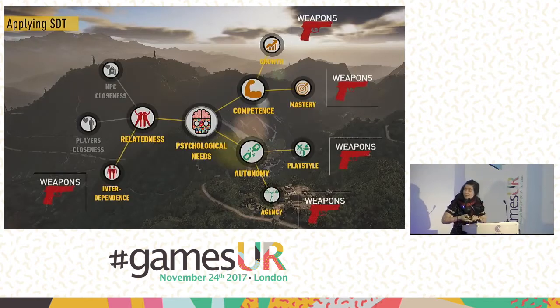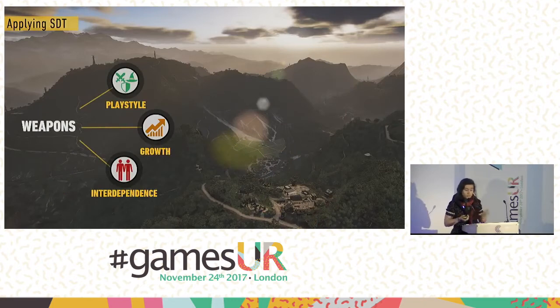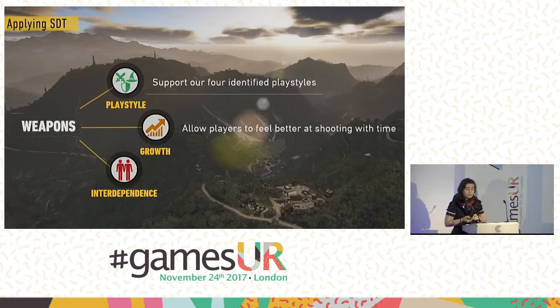Again, for those of you who have very good eyes, you could notice that the same system could be found below several subfacets, and that's actually the point we wanted to achieve, because the more your main systems answer each of the facets of the SDT, the more you can ensure good engagement in the systems. For instance, weapons. Again, below playstyle, we wanted our weapons to support our four identified playstyles. We wanted them also to allow players to feel better at shooting with time, and to allow players in cooperation to build varied tactics.